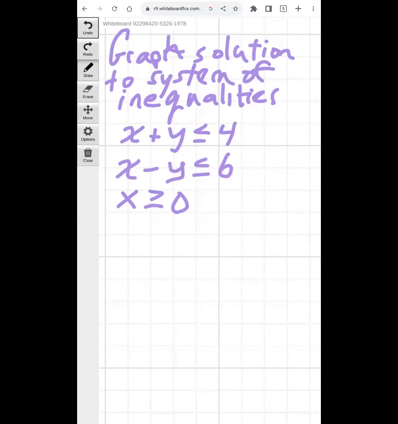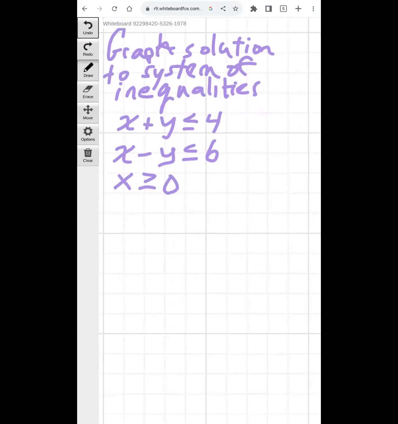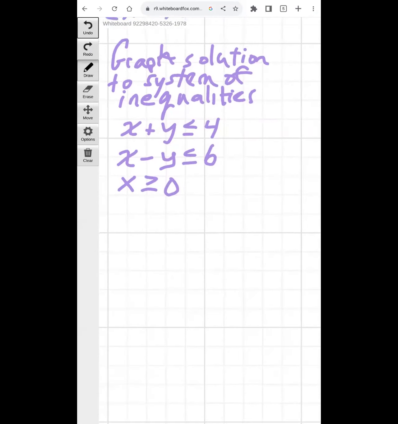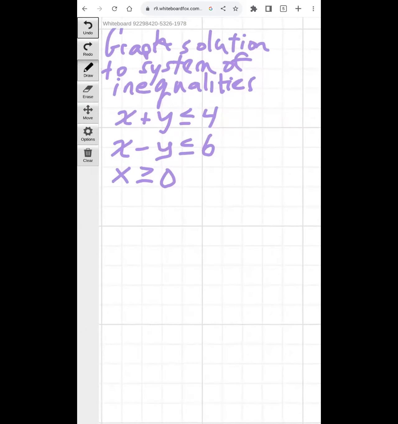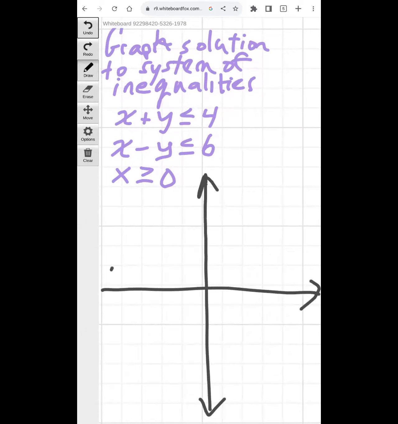Hello, in this video I'm going to show you how to solve a system of inequalities. Suppose you are given a problem like this where the instructions say graph a solution to the system of inequalities. Graphically, what this is going to look like is you're going to make shaded areas on a Cartesian coordinate system, and the intersection of all these areas is going to be the solution to the system of inequalities. So to start solving this, let's first draw our y-axis and then our x-axis.